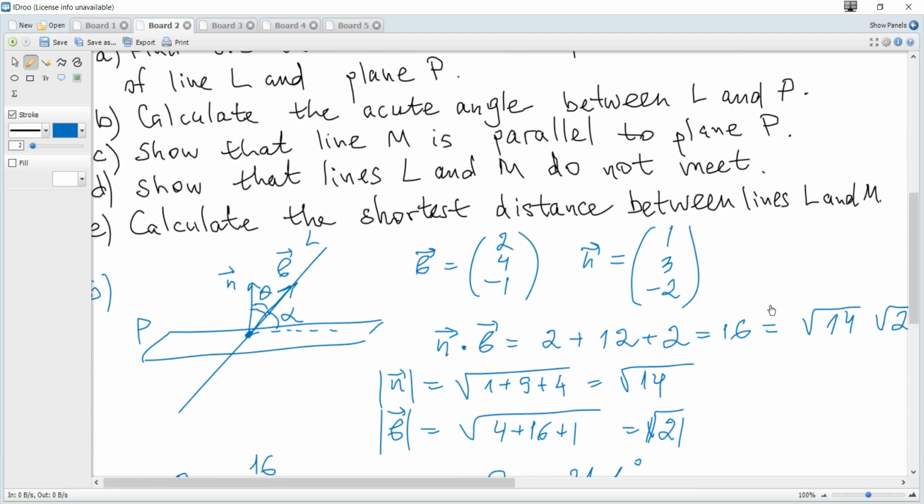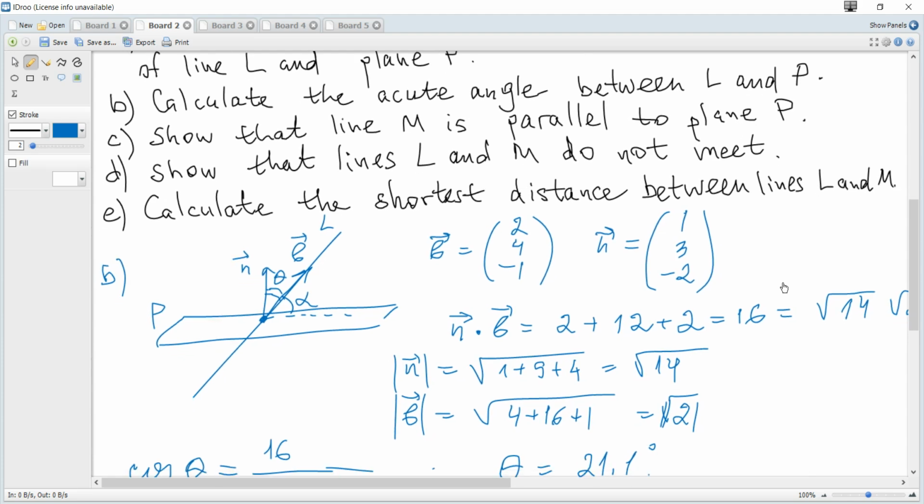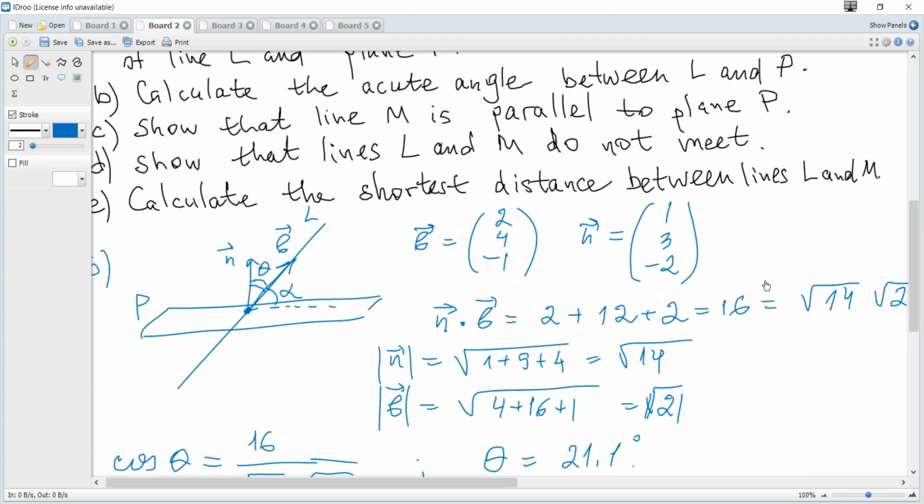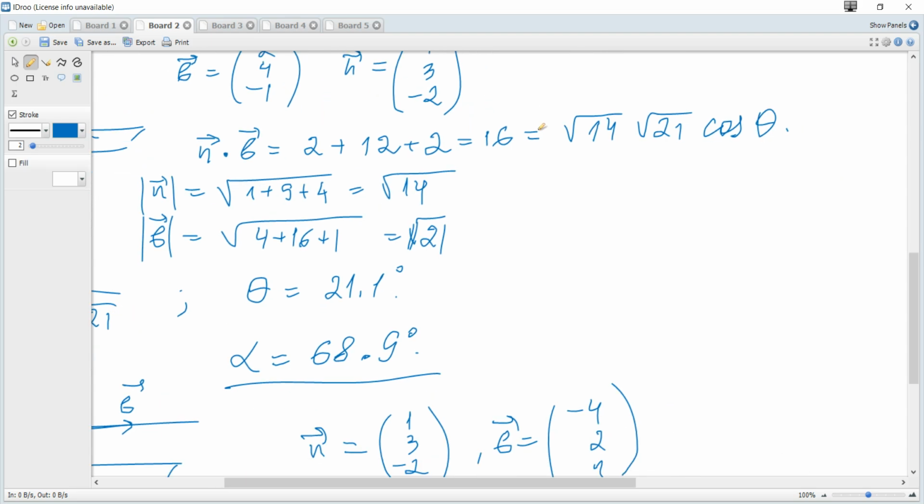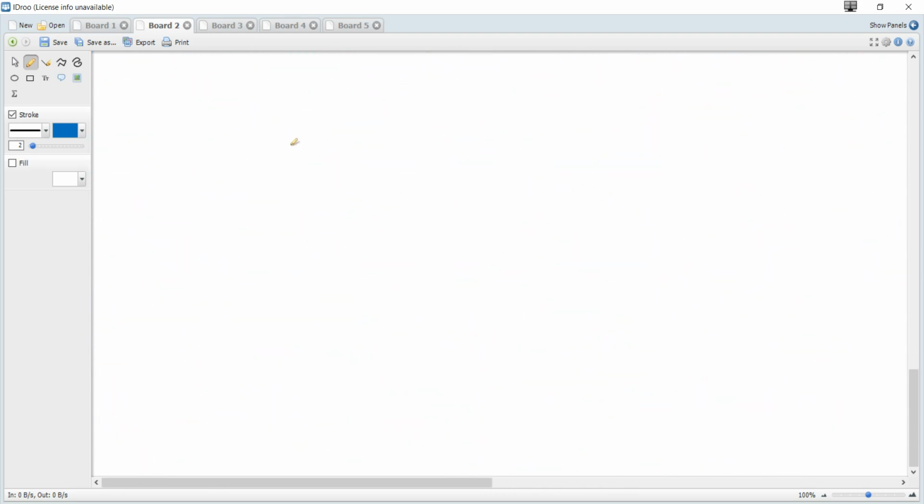Okay, and E, calculate the shortest distance between lines. The shortest distance between lines. So this situation looks like this. There are two lines, L and M, which are skew lines, and the shortest distance is the line segment which will be perpendicular to both lines.